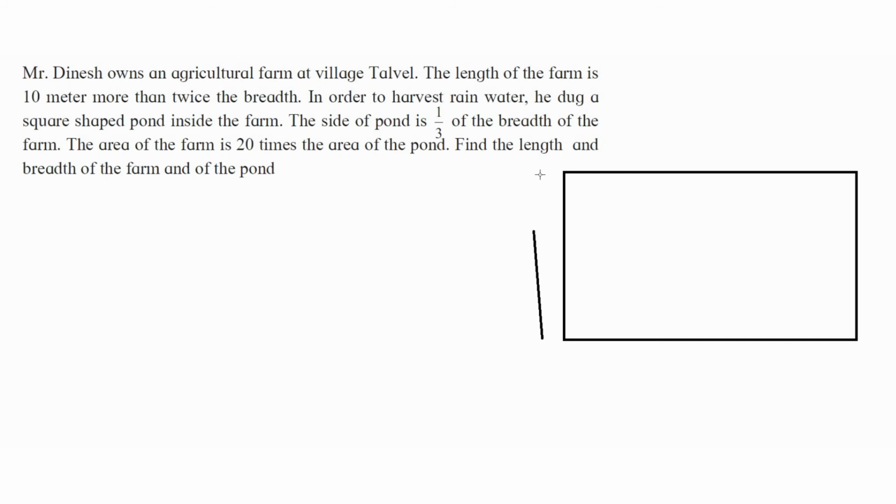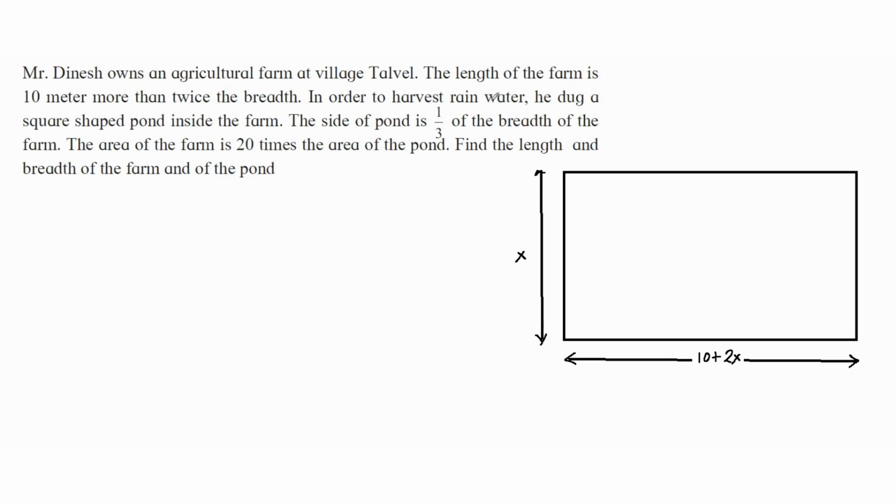So let's assume that the breadth is x. Let's assume that the breadth of this particular farm is x. So the length is 10 meters more than twice the breadth. That means the length is 10 meters more than twice the breadth. That is, the length is 10 plus 2x.